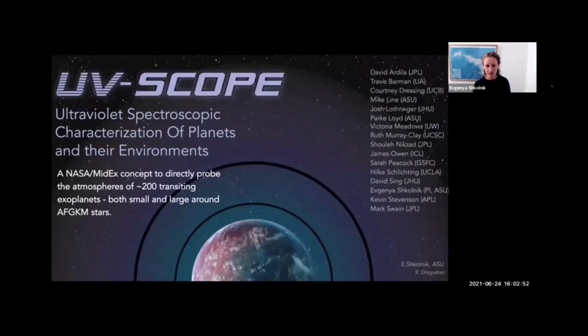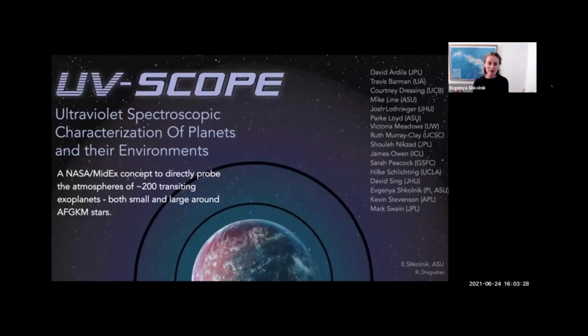Now, the second mission is one that's under development. We're working to propose this to the upcoming MIDEX call with JPL. It's called UV Scope. It's the ultraviolet spectroscopic characterization of planets and their environments. The goal there is to actually do transmission spectroscopy in the UV of all sorts of planets, large and small. But part of the mission goals is also to then simultaneously characterize the UV emission from all the planet hosts, of all the stars, of all the planets that we're going to be studying.